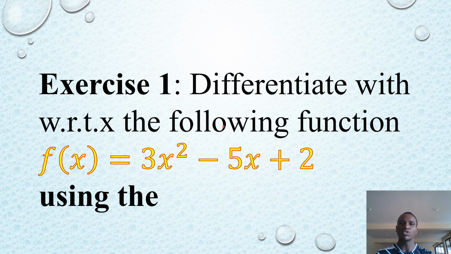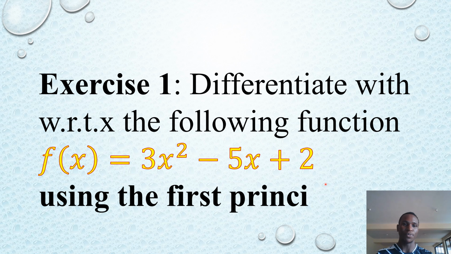So I would like you to differentiate this from first principle. f of x equals 3x squared minus 5x plus 2. Do it from first principle and get back to me on WhatsApp or in the comment section. I prefer WhatsApp so that we'll interact more. Okay? That's the first exercise I'm giving you. Because if you understood what we did, follow the same 3 steps and you get the same result.